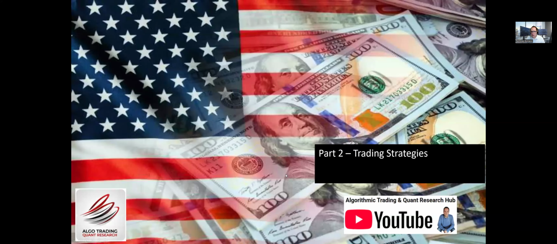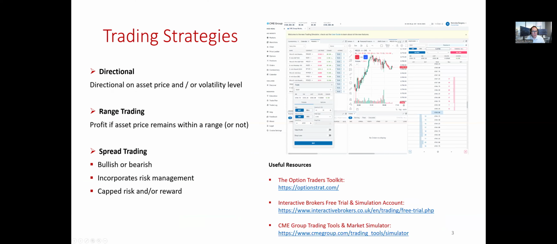Okay, so part two, trading strategies. Option trading strategies can be directional, whereby we're trading the direction of the asset price and or the volatility level. They can be range trading strategies where we profit if the asset price remains within a range or not. And we can have spread trading strategies where we're bullish or bearish, but we also incorporate risk management where we cap our risk and our reward.